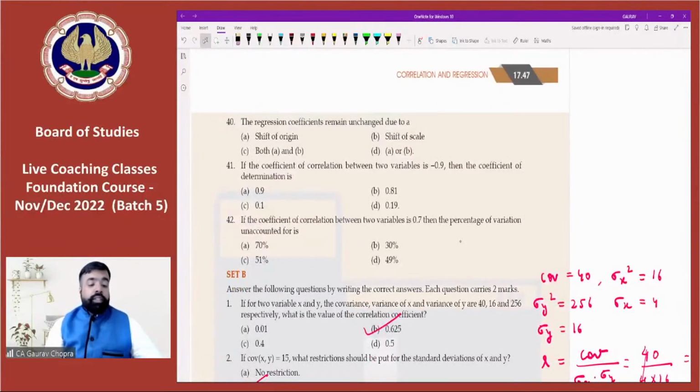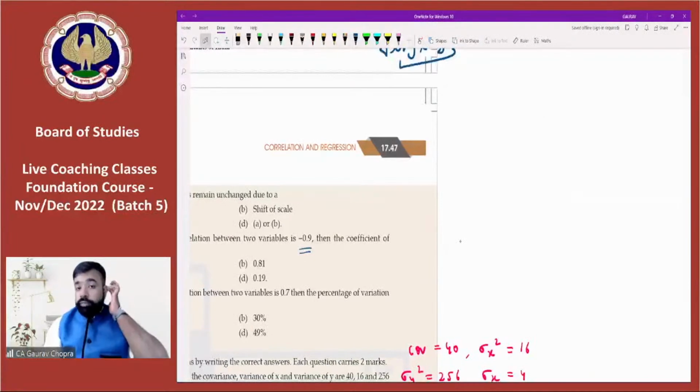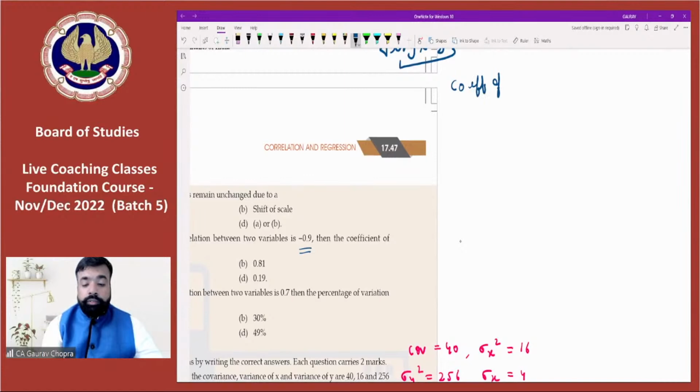40. The regression coefficient remains unchanged due to shift of origin. There is no effect of origin. Then the coefficient of correlation between two variables is minus 0.9, and then we have to find the coefficient of determination. Now, what is the coefficient of determination? Let us understand.